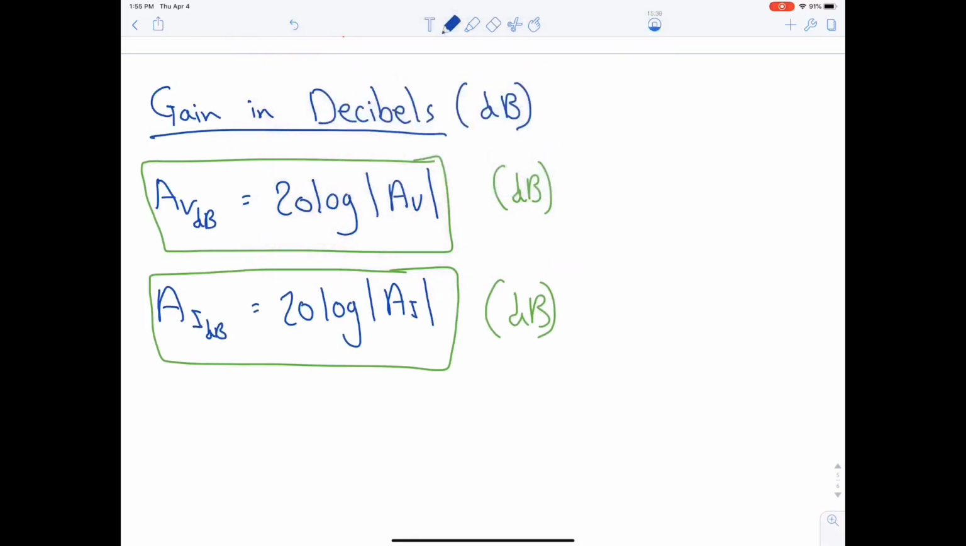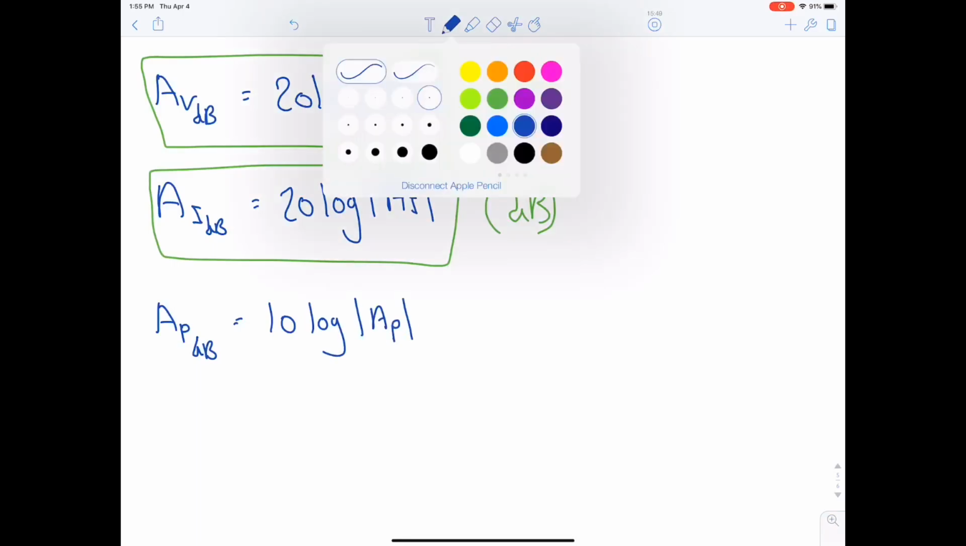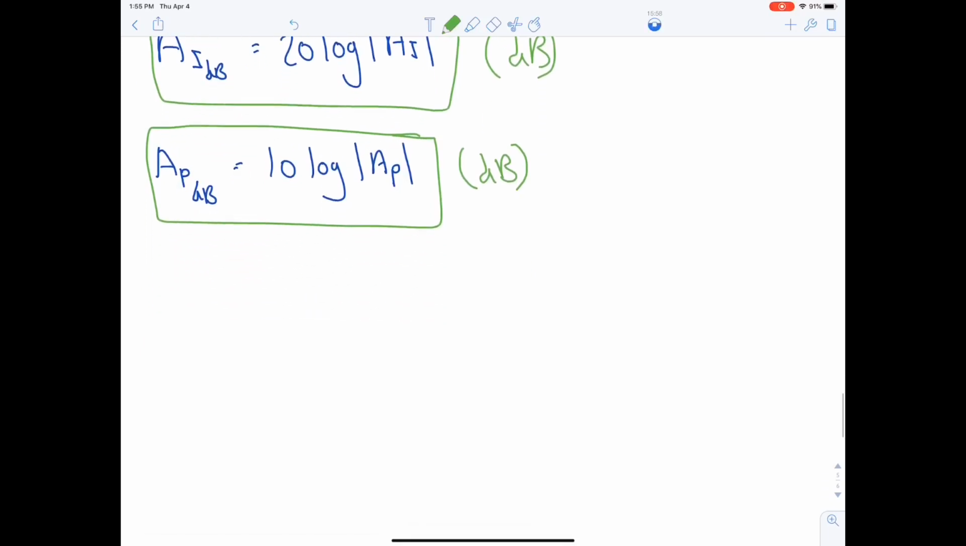Moving on to the power gain in decibels, it's a bit different. It's 10 log the absolute value of AP, in decibels.